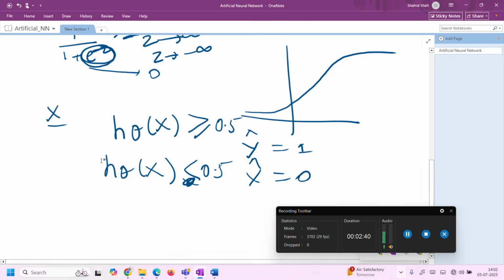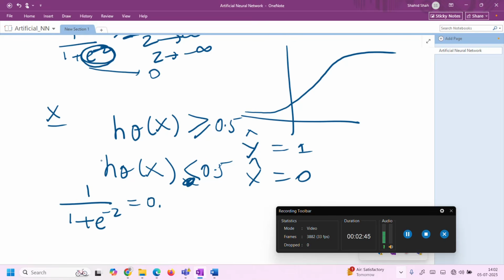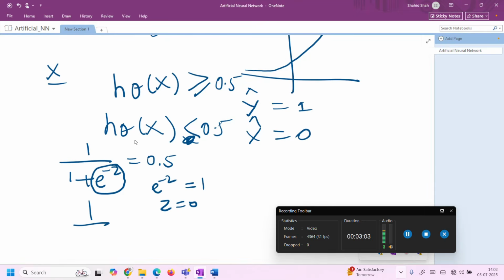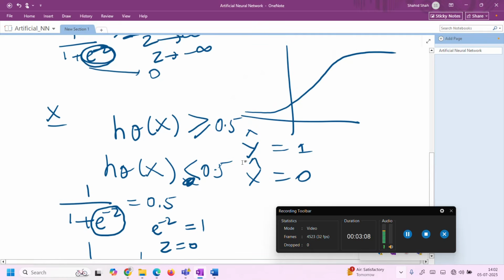Now let's look at this function 1 divided by 1 plus e to the power minus z. When is it 0.5? Okay, when is it half? You can clearly see that for this to be half, the e to the power minus z term should be equal to 1, right? When this is 1, it means z equals 0. So at z equal to 0, this sigmoid function becomes 1 divided by 1 plus 1, which is 0.5. So if you look here, this is z, right? And at z equal to 0, the function takes the value half.